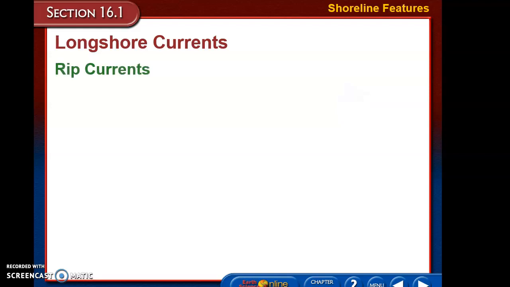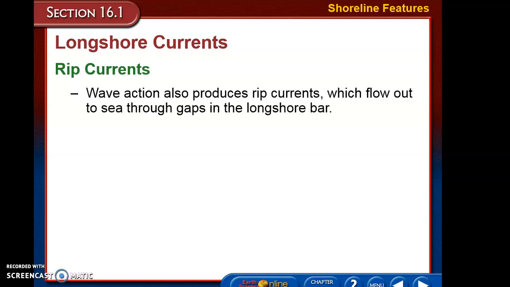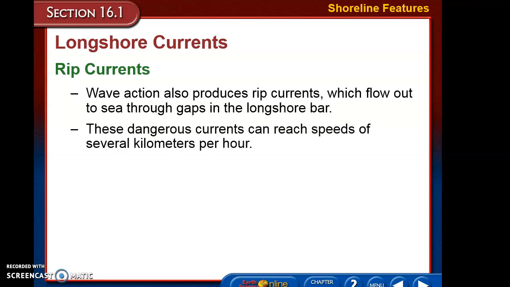Rip currents. You've seen the flags on the beach, those red flags, letting you know there are rip currents going on. Wave action produces these rip currents, and they flow out to sea through gaps in the longshore bar. Very dangerous to get yourself into. Most people who get caught in those currents get pulled out, and they try to swim against the current, and you're not going to win. An Olympic swimmer is not going to win. You end up tiring yourself out and oftentimes drowning.